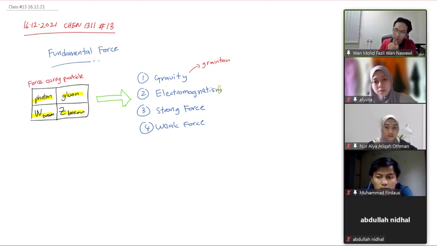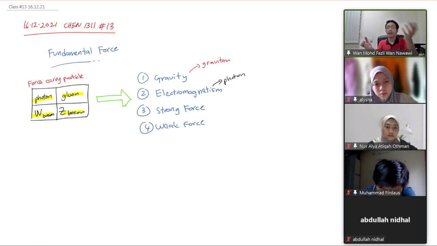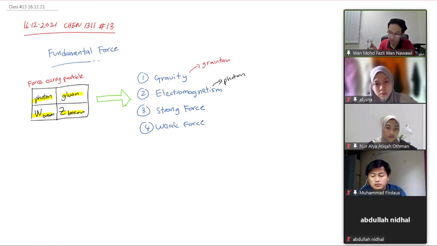So electromagnetism is basically caused by the photon. Okay, the photon is also the fundamental unit of light. And we know light is a combination of electric and magnetic fields. So that's why the photon is also responsible for light. We will talk later on about how this photon is responsible for electromagnetism.